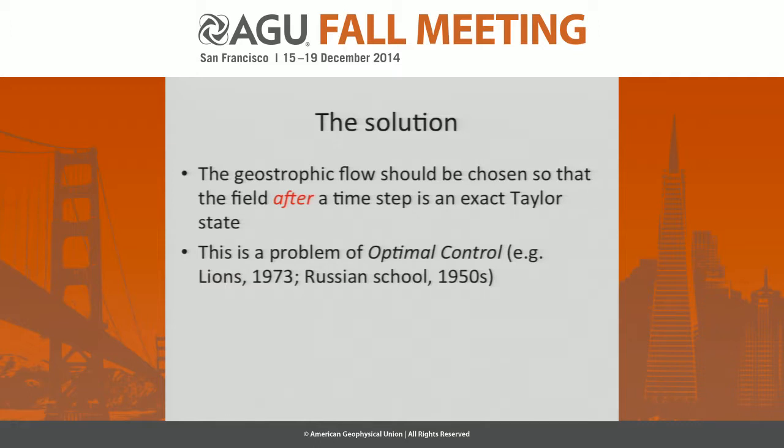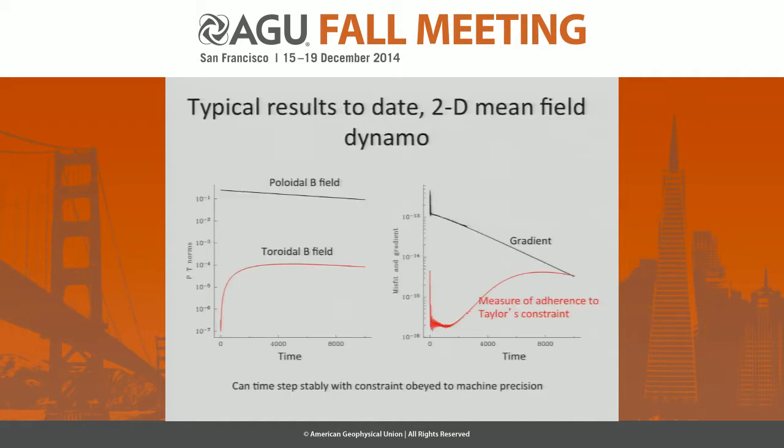And this is a sort of classic problem in optimal control that was popularized in Lions' book in the 70s, but originates even earlier with the Russian school. So that's the key thing. Our solutions are in a Taylor state after we take the time step.